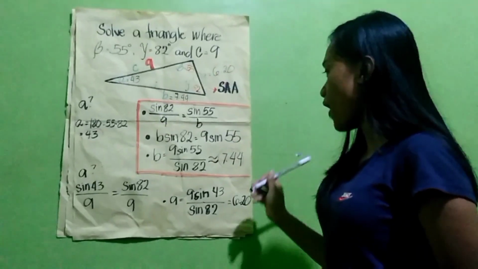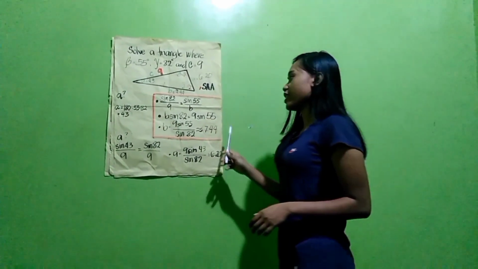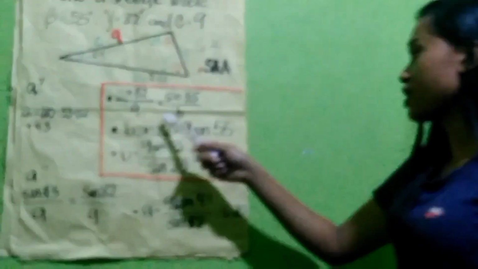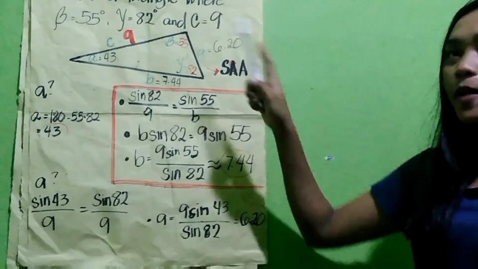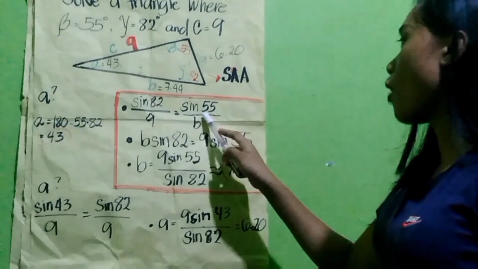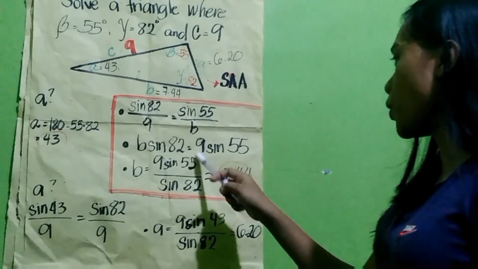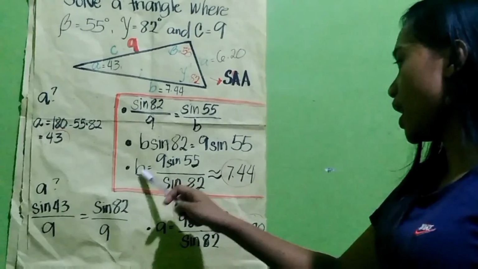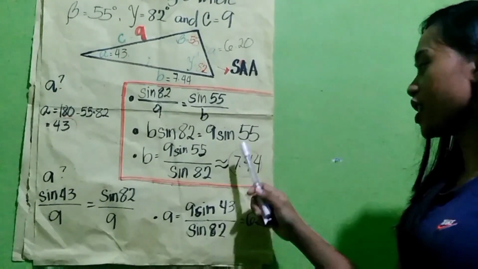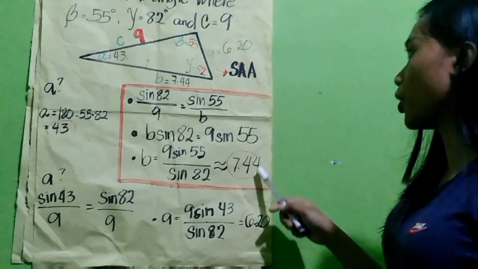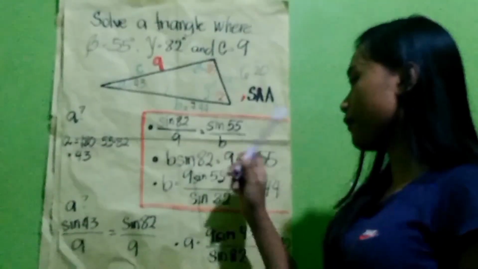And then next we find the opposite side, which is letter b. So here is the formula and the process. Sine 82, where 82 is gamma, equals sine 55 over b. Cross multiplication: b sine 82 equals 9 sine 55. So b equals 9 sine 55 all over sine 82, which is equivalent to 7.44. Therefore, our opposite side is equal to 7.44.